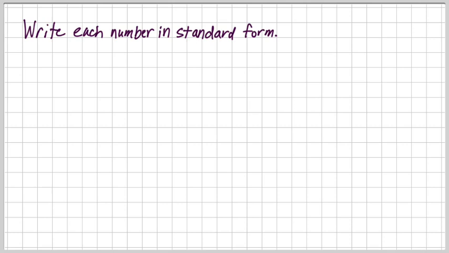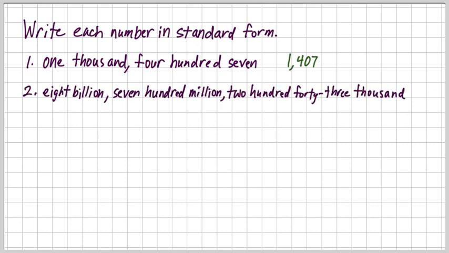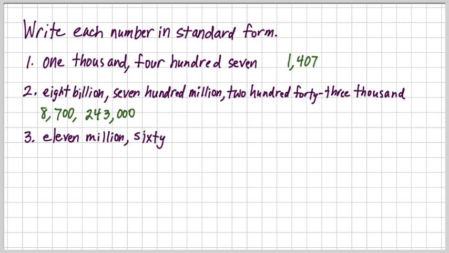All right. And actually, we're going to go in reverse here. So write each number in standard form. So the first one's 1,407. Of course, that would be 1,407. And on number 2, you've got 8,700,243,000. So go ahead and write that number down. And it's going to look like that. If I'm going too fast, I would encourage you to stop the video in between. All right, so let's go ahead to number 3, 11,060,000.